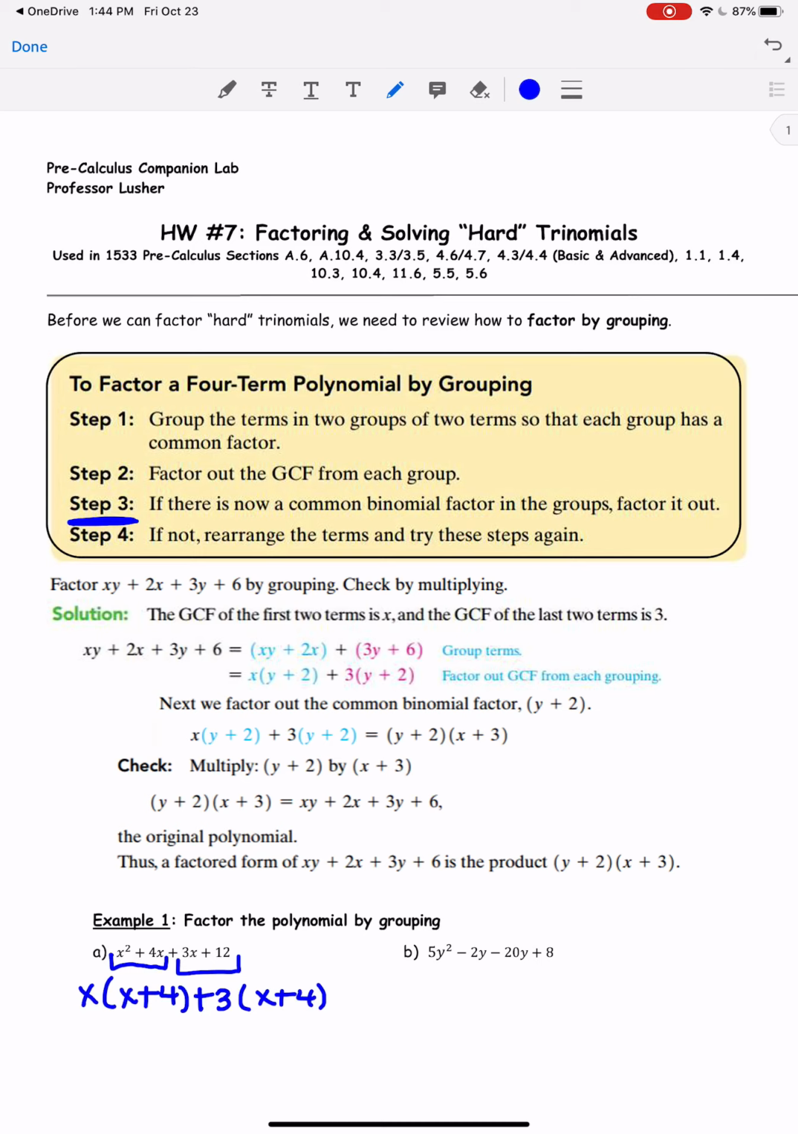It says step 3, if there is now a common binomial factor in each group, like x plus 4 and x plus 4, factor it out. It does say if. You can't factor every polynomial that has 4 terms by grouping. All of ours will today. So factor it out. So I'm going to take out an x plus 4. And then what does that leave me with? Well, in this term, that leaves me with an x. And in this term, with a plus 3.